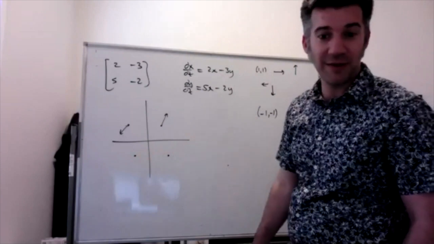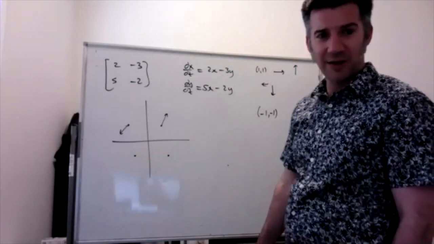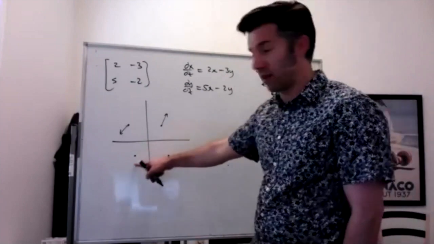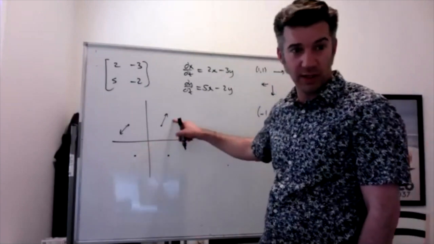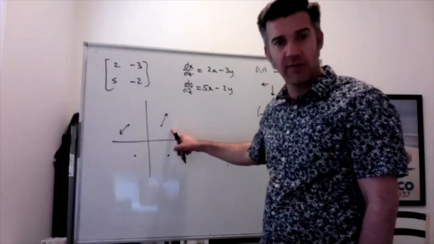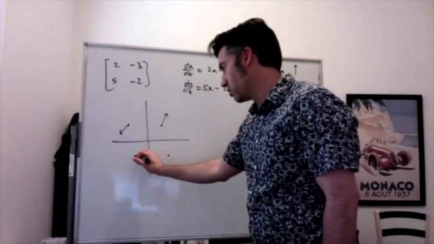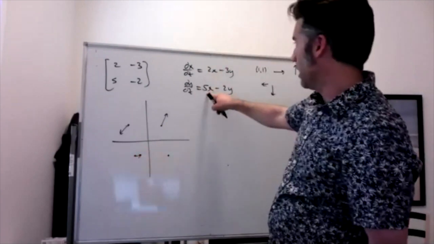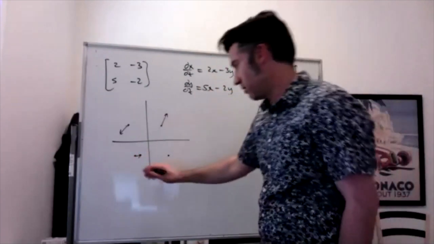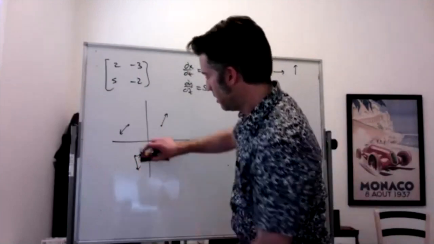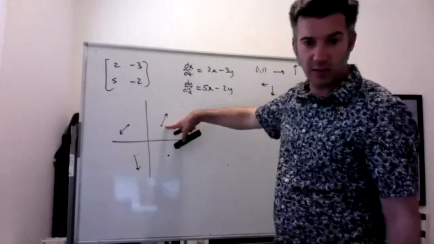I made a mistake on the very first one. So here's what I should be getting: the vector at -1, 1 should be pointing the opposite direction of this one. When I'm plugging in -1, -1, I'm getting -2 plus 3, which is to the right one, and -5 plus 2, which is down 3. It's kind of going like that. And the problem is, it should be pointing in the opposite direction of this one, which it isn't.